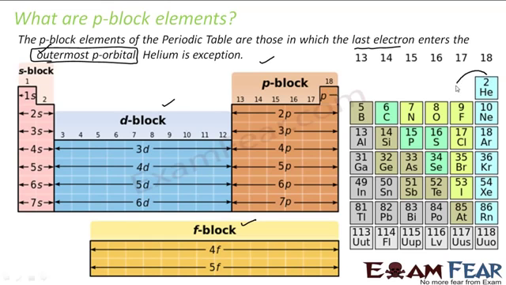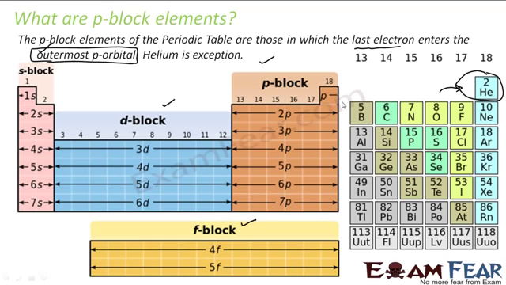Helium is the exception here. Helium is considered to be in P block, but actually if you see helium, it doesn't have any p orbital. So helium is the only exception. In fact, there is a debate on whether helium belongs to S block or P block. Some textbooks say helium is in S block, some say helium is in P block. But even in this case, we'll consider helium as P block, although in helium the last electron doesn't enter the p orbital.